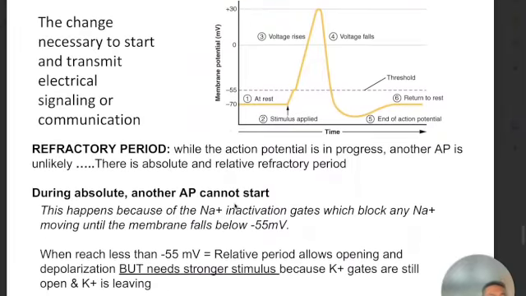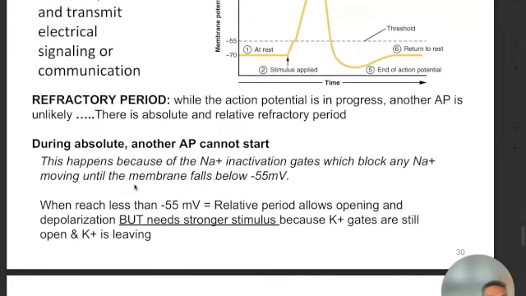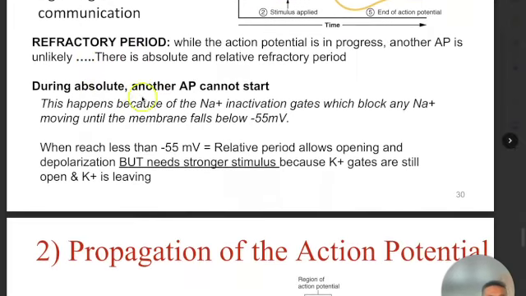Let's see. Refractory period. Okay. Refractory period is when another action potential cannot happen. It's kind of like a rest. So another one cannot start. Okay.